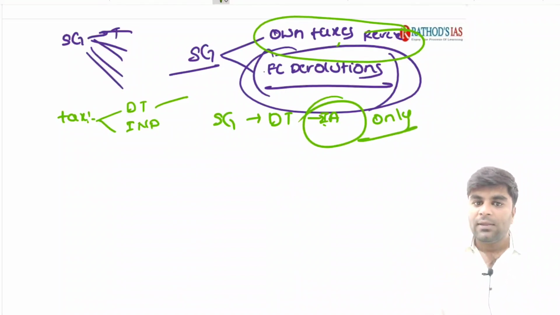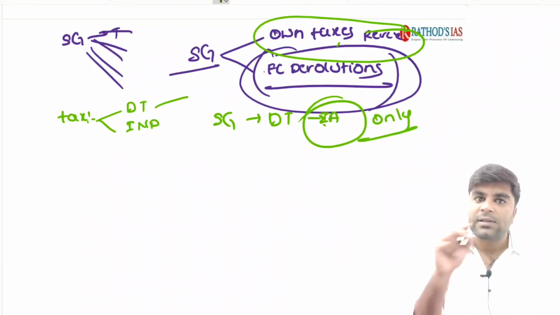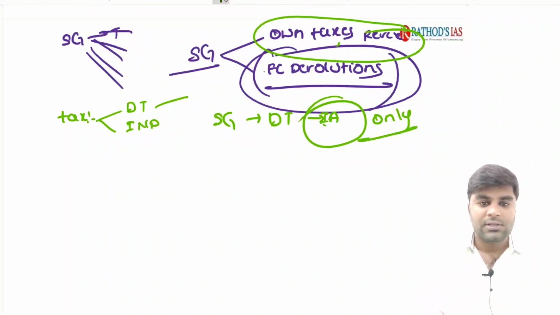So if there is an option saying the states do not have any power to impose a direct tax, it is absolutely wrong. The states have the power to impose direct taxes, particularly income tax on agricultural income, but they have exempted it, right? So you need to remember this very carefully.